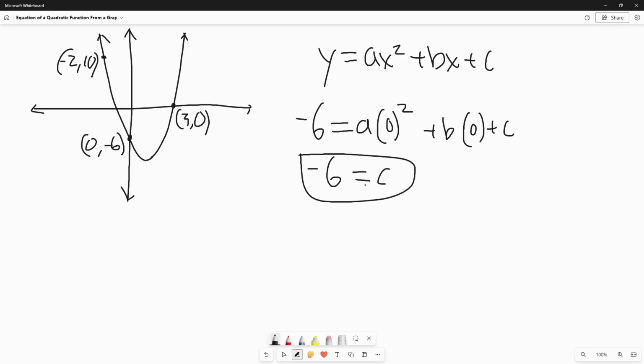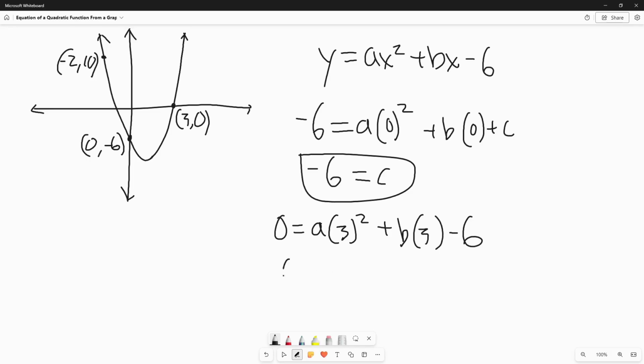We get c very easily. So as you can see, by plugging in the y-intercept into here, we can get c very easily. So let's just replace c with -6. And then now let's plug in the other points. So let's try the x-intercept next, (3, 0). So that is 0 equals a times 3 squared plus b times 3 minus 6.